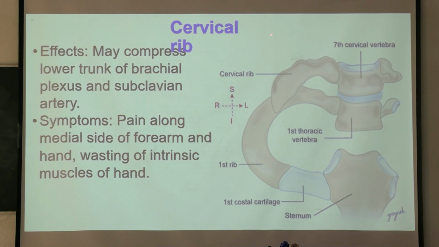Effects: it may compress the lower trunk of the brachial plexus and the subclavian artery. What are the symptoms? There will be pain along the medial side of the forearm and hand, and wasting of the intrinsic muscles of the hand. So these are the symptoms of a cervical rib.